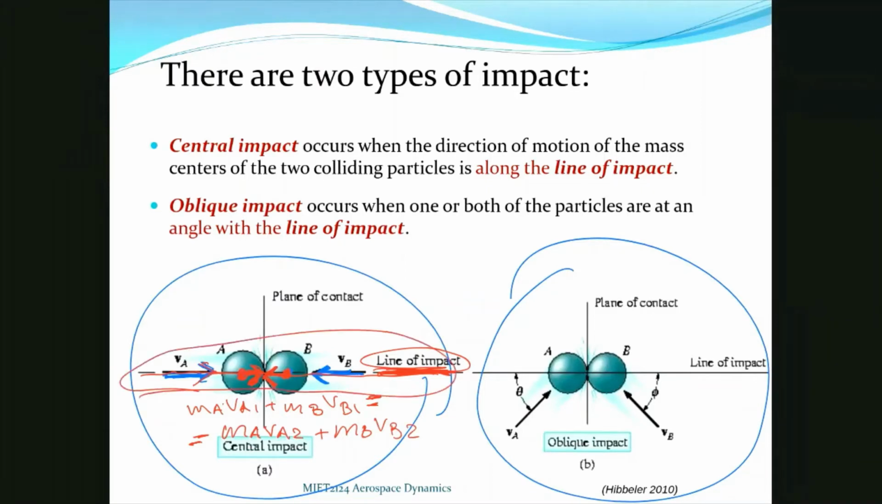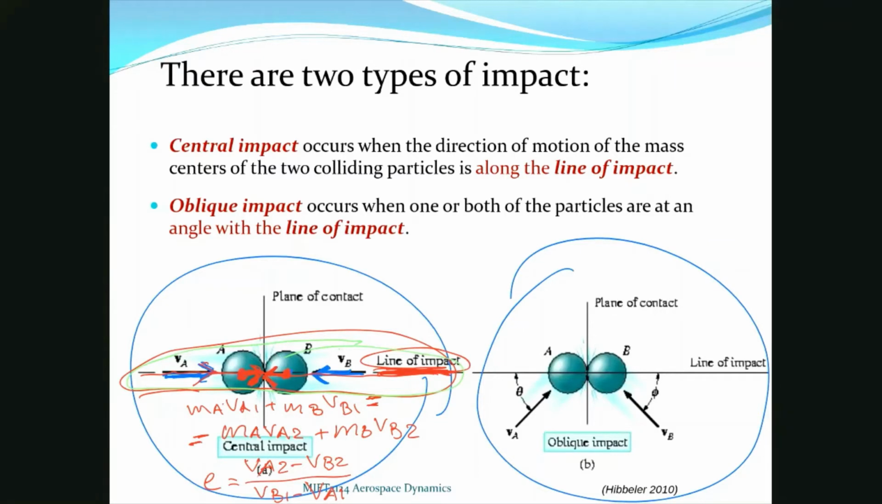Also, we use the coefficient of restitution. So we have velocities of separation, vA2 minus vB2, divided by vB1 minus vA1, in this order. Velocities of separation divided by velocities of approach. Both these equations are applied along this line. That's what we do in central impact.